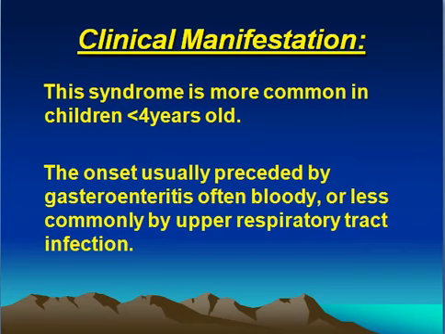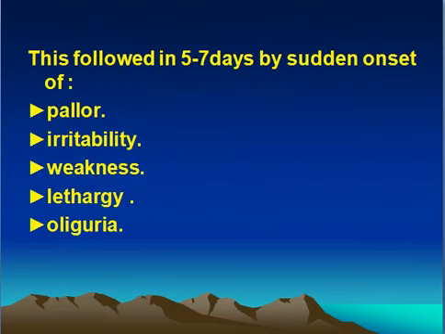Clinical manifestation: this syndrome is more common in children less than 4 years old, and the onset is usually preceded by gastroenteritis, often bloody, and less commonly by upper respiratory tract infection. This is followed in 5 to 7 days by sudden onset of pallor, irritability, weakness, lethargy, and decrease in urine output.